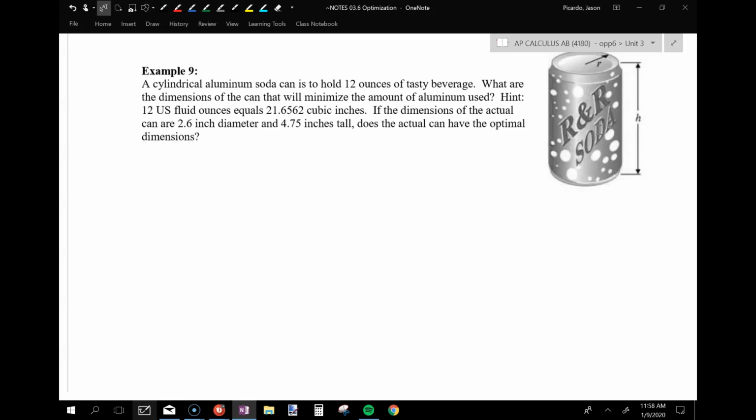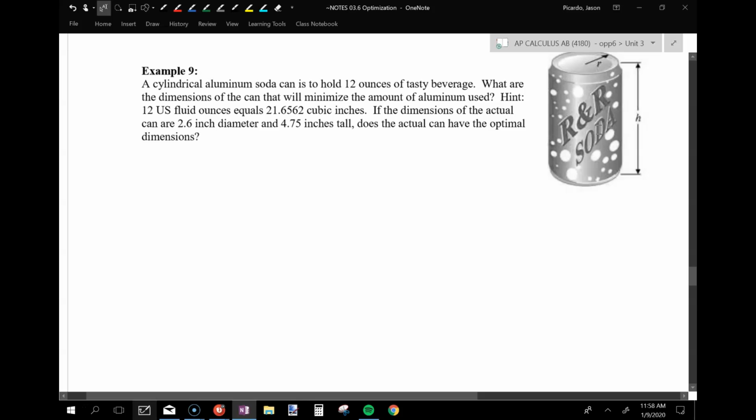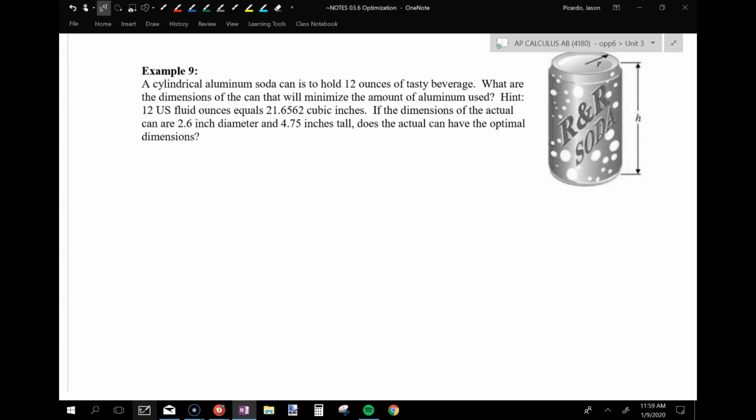We have a cylindrical aluminum can, right? And most aluminum cans hold 12 ounces of liquid. So our task is to do this. We want this can to hold 12 ounces of liquid, and we want to use the least amount of aluminum possible. So my question is, what size should the cylinder be?